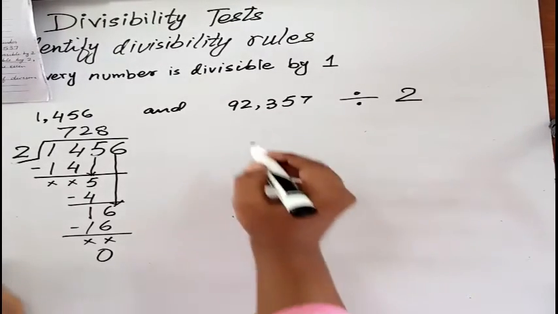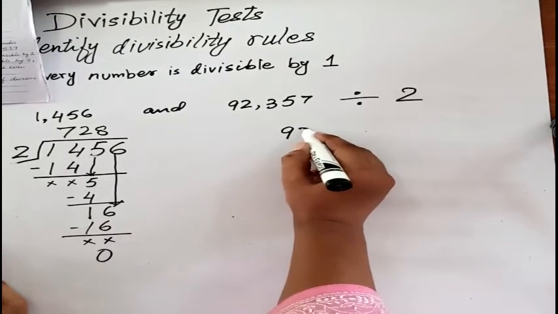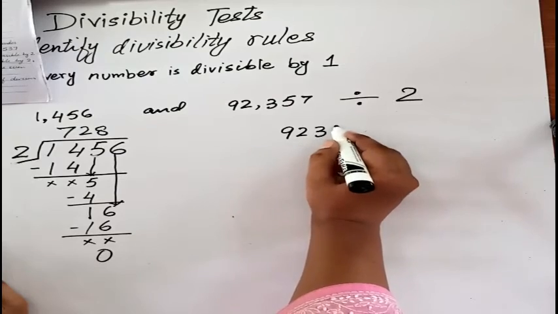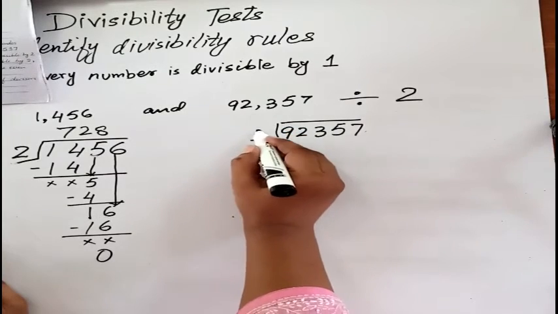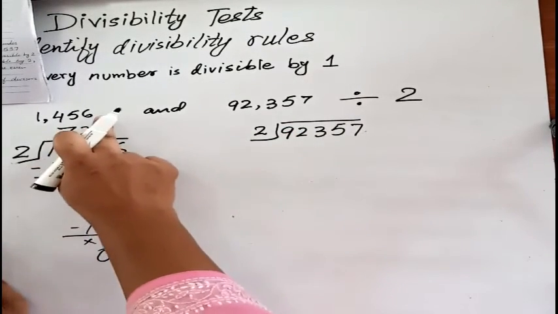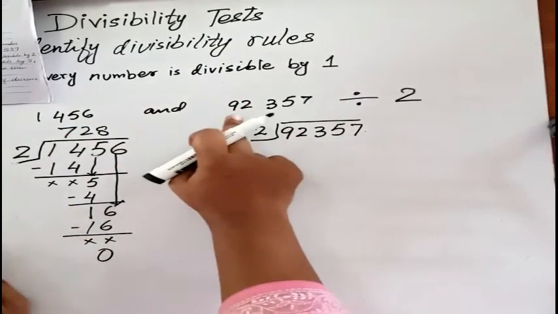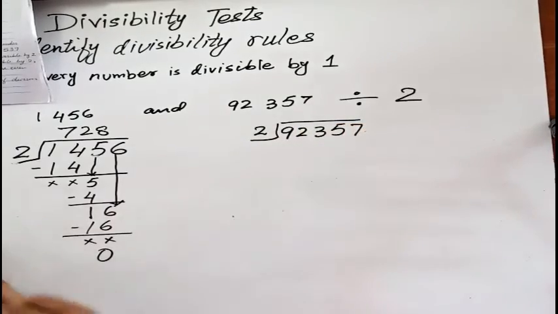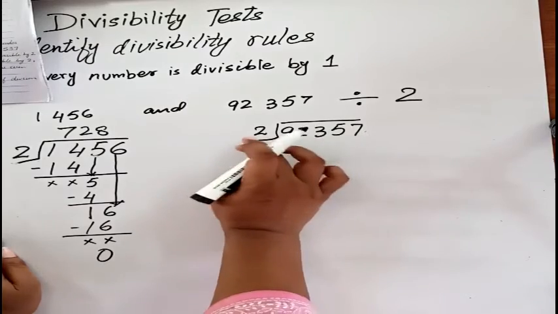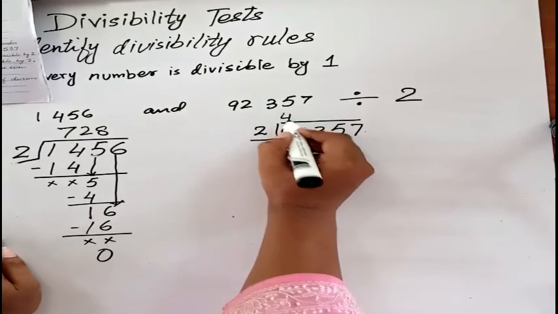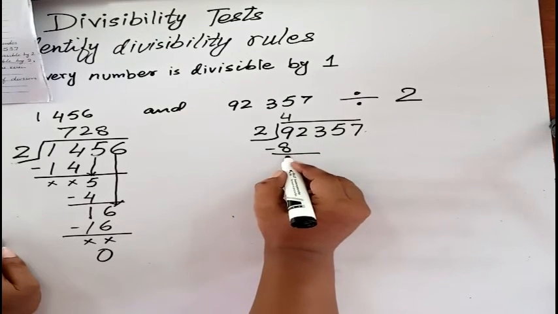Now we will divide the next number with 2, that is 92,357. We divided 1,456 with 2. Again we will divide 92,357 with 2. First of all, we see the first digit which is bigger than 2: 9. 2 fours are 8. Subtract this number, 1 will come here.